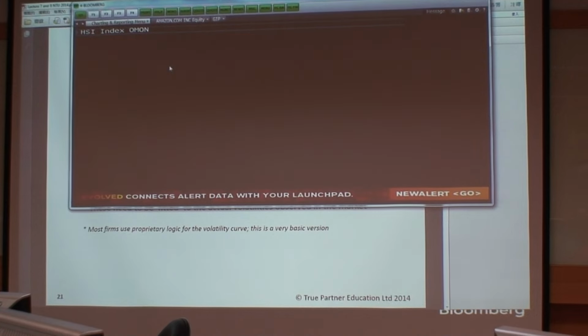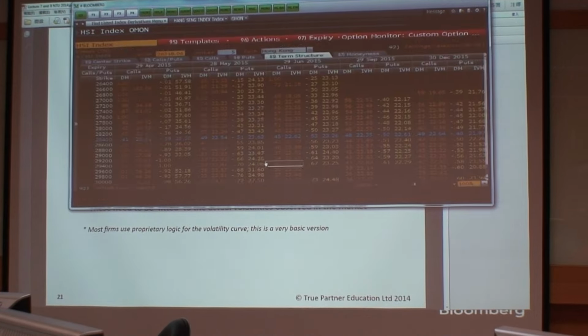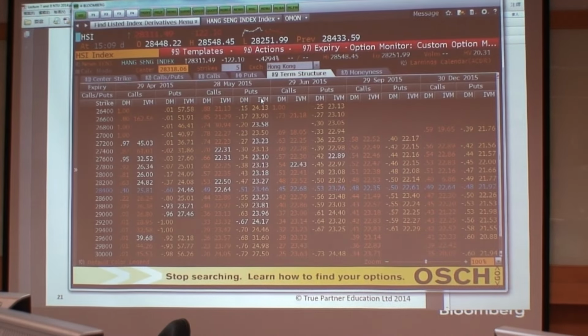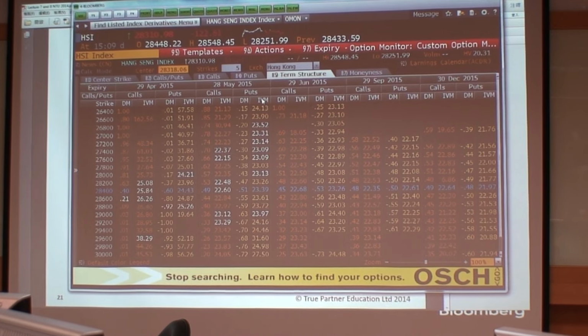So here I have options on the Hang Seng. So what do you see? You see this column over here called IVM, which is the implied volatility at mid-market. In the past it was quite convenient that I could calculate gamma theta, and I would buy options where gamma is cheap, and I would sell options where gamma is expensive.